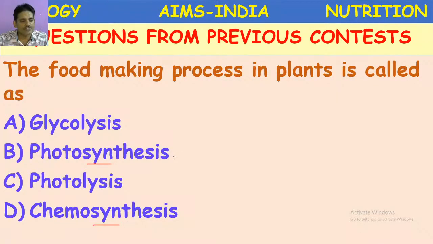Okay, let us analyze the question. Glycolysis is not related to photosynthesis, it is related to respiration. Photosynthesis is a process by means of which plants prepare their food. Photolysis is also a part of photosynthesis. Chemosynthesis is done by chemoautotrophs. But here plants are mentioned, so the correct option is B.